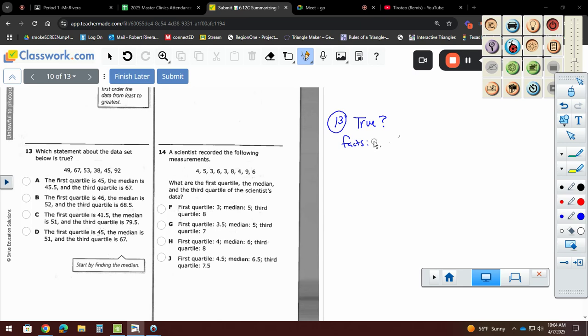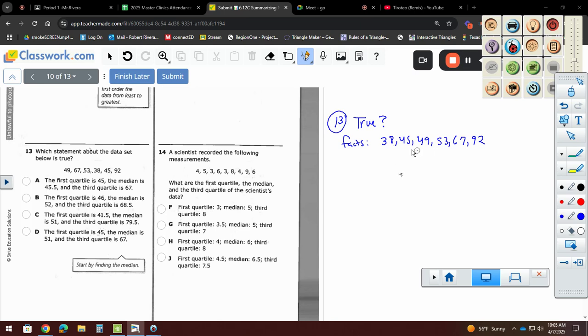38. I'm doing number 13, okay? 38, you're right, Megan. Good job. Next, 45. Next, 49. Next, 53. Next, 67. Next, 92. Go check your data. If there's 1, 2, 3, 4, 5, 6. Do I have 6? Did I copy correctly? Yes, I did.